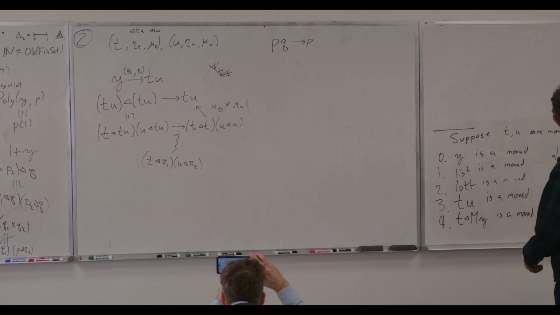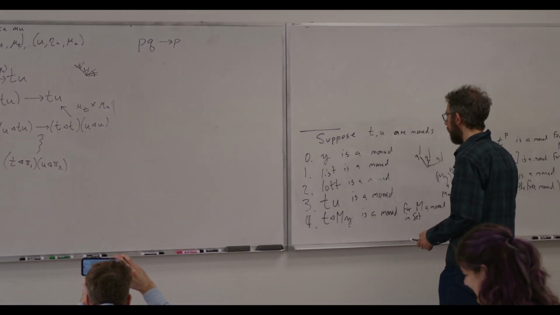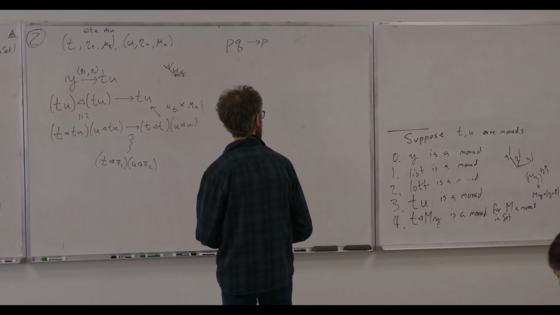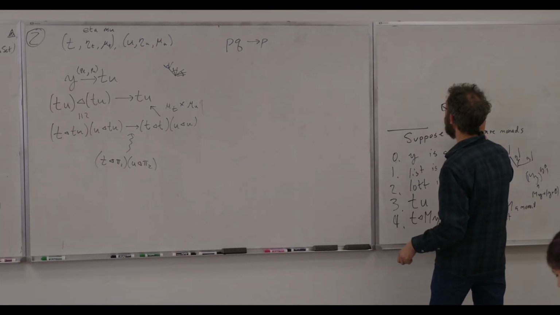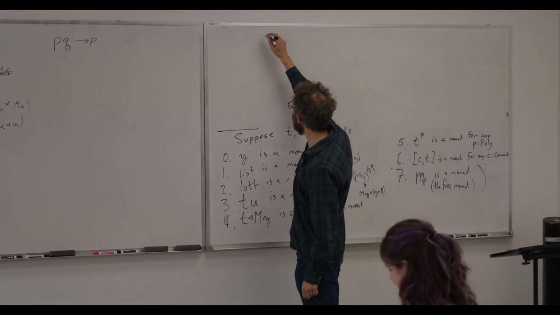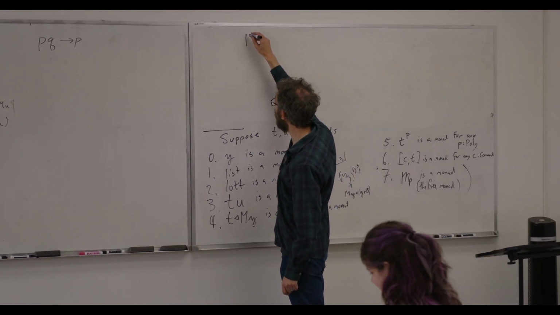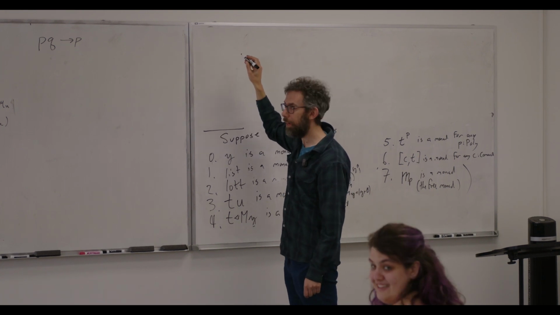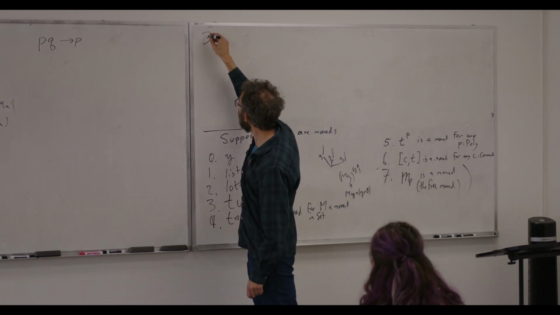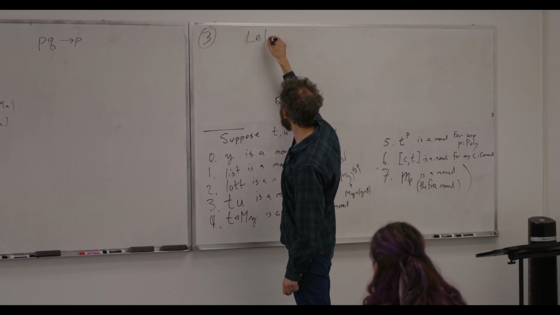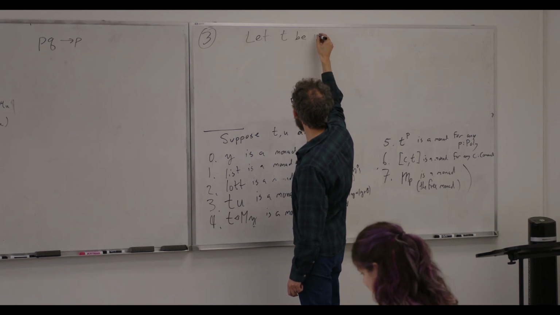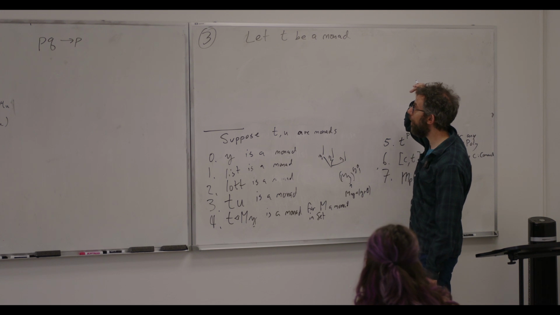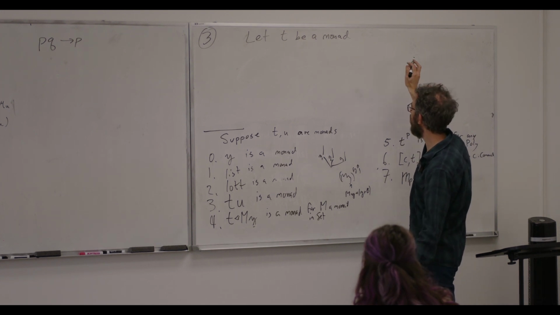We're definitely going to do number 7, but I like a fact a lot that when I saw this, I just thought this is just amazing. So I want to give you 2. Let T be a monad. I'm going to give you 2 lax monoidal functors from poly to poly.